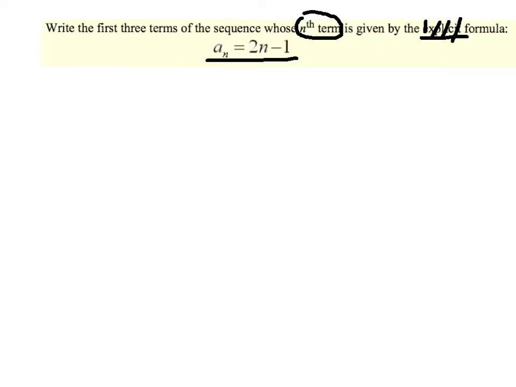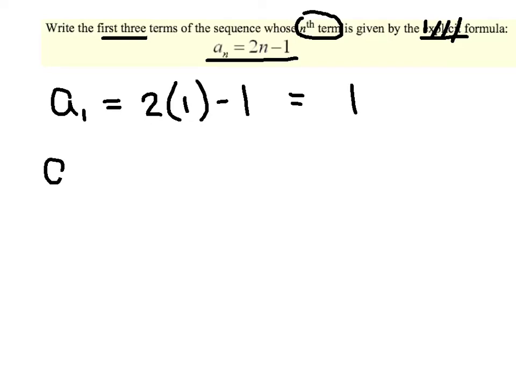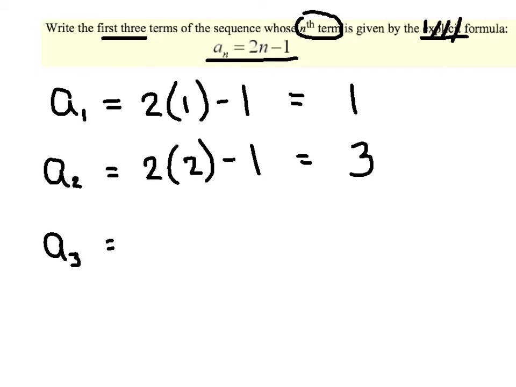So anyway, the first three terms. I'm going to say the first term is represented by a sub 1, which basically means we're going to substitute a 1 in for the n that we saw in our formula. And that turns out to be 2 times 1 minus 1. I think it's just a 1. And then the second term is represented by a sub 2, and this time I'm going to substitute a 2 in for the n, do a little mental math, and get a 3. And then the third term, I'm now going to substitute a 3 in for n, and 6 minus 1 is a 5.